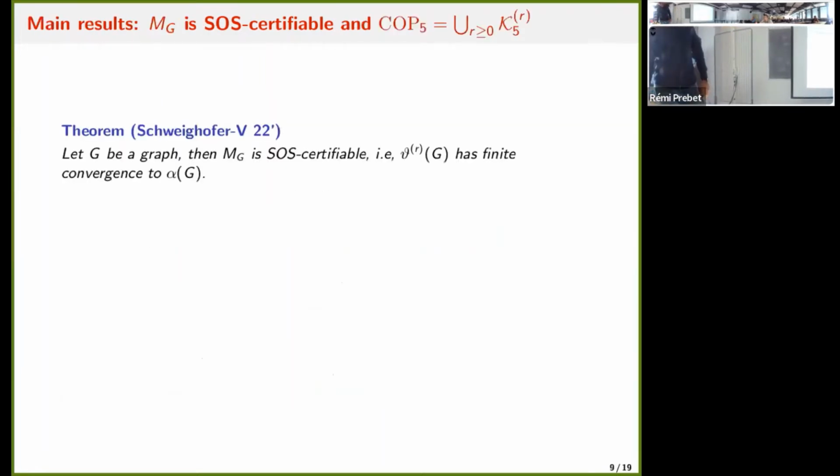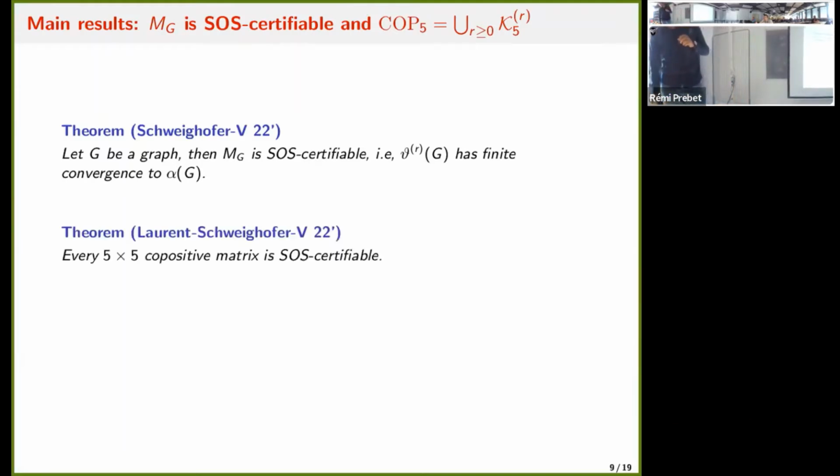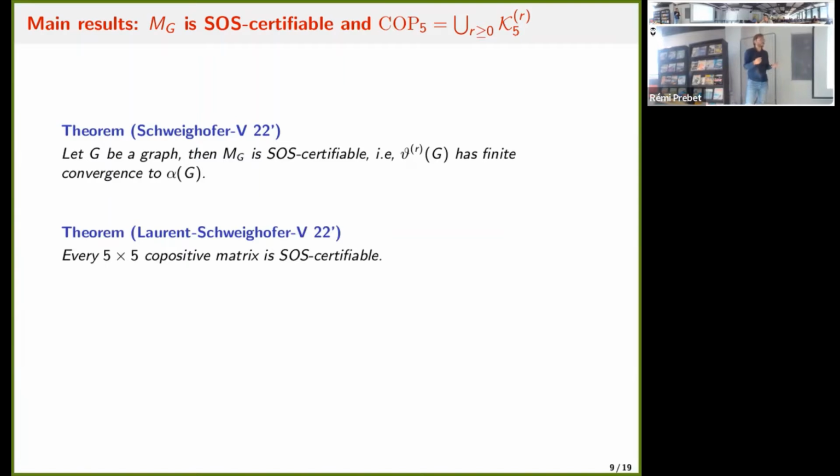Okay, so our main results again. We show that if we have a graph, then Mg is SOS certifiable. In other words, we are showing finite convergence of the Lasserre-type hierarchy to alpha. And the other main result that we show is that every 5x5 copositive matrix is SOS certifiable, which was the remaining case. Because for a 4x4 copositive matrix, the associated polynomial is always a sum of squares, so in particular SOS certifiable, and there are 6x6 copositive matrices which are not SOS certifiable. So it's really the remaining case.